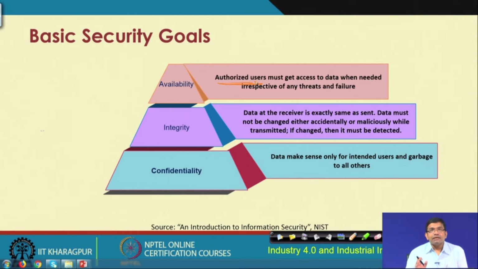So, that is integrity. Third one is confidentiality. Confidentiality basically ensures that only the intended users will get access to the data. So, only the intended users will be able to derive value out of the data, and for all others the data will either not be made available, or if it is made available by any chance, then the data will not be of any use to the others.